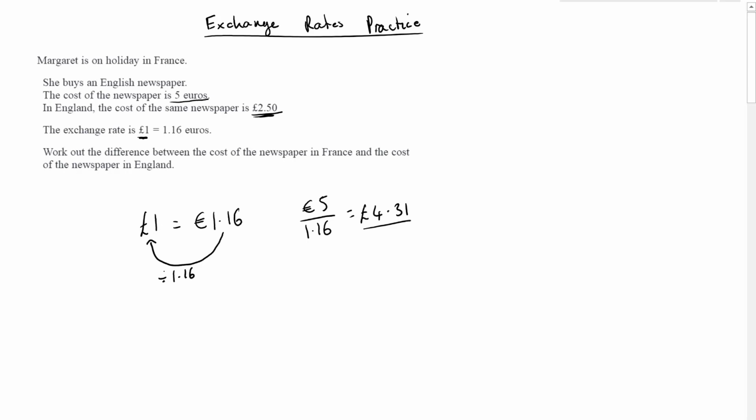And so in England, the cost of the newspaper is £2.50. Now, if we want to work out the difference, we're just going to take £4.31 minus the £2.50, and that's going to give us £1.81. And this is the difference in the cost.